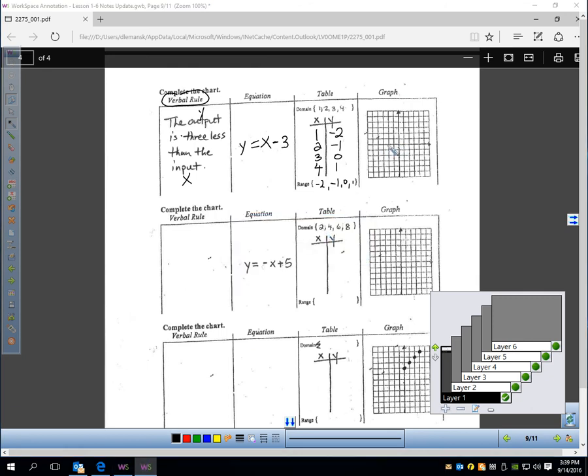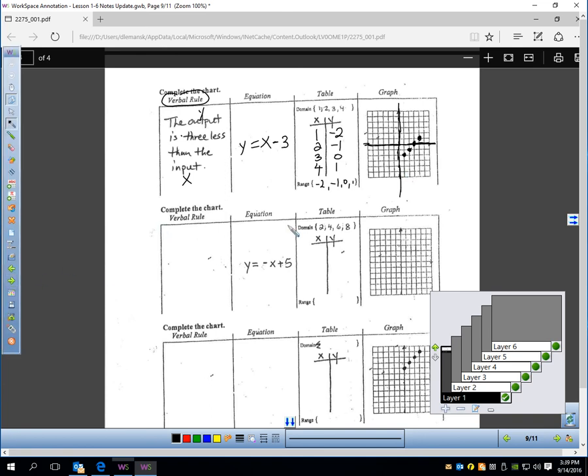Let's graph that. Okay, I'm going to try to color this in a little bit. There's my x-axis. There is my y-axis. 1, negative 2 means 1 right, 2 down. 2, negative 1 is 2 right, 1 down. 3, 0 is 3 right, 0 up or down. And 4, 1 is 4 right, 1 up. There is my graph. Do you notice how those points are lining up in a straight line? If they are not lining up in a straight line, you know you messed something up.